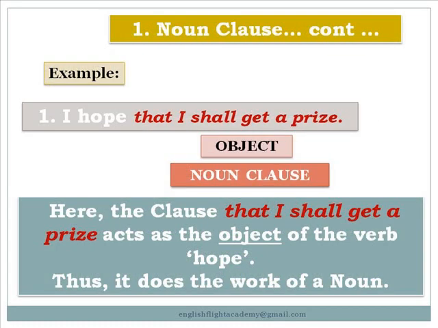One more example of a noun clause: I hope that I shall get a prize. There, that I shall get a prize acts as an object to hope. So the clause that I shall get a prize acts as the object of the verb hope. Thus, it does the work of a noun and is called a noun clause.